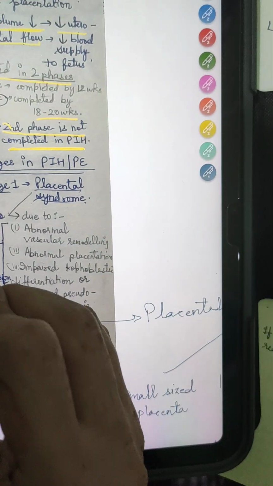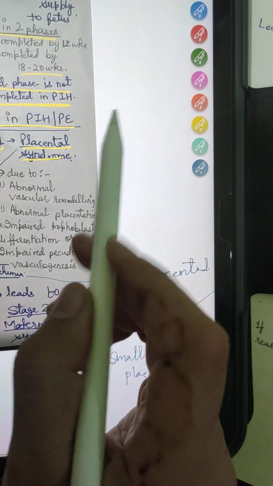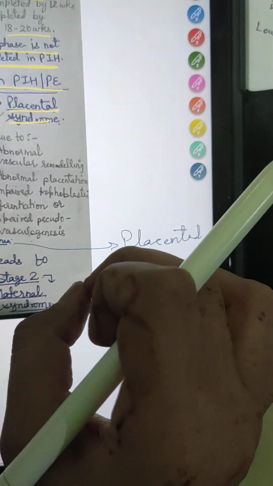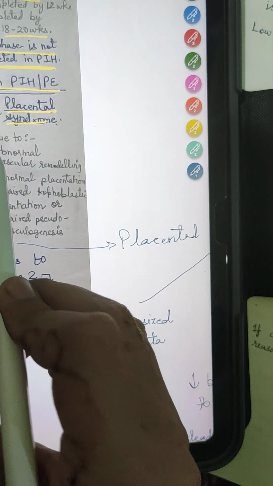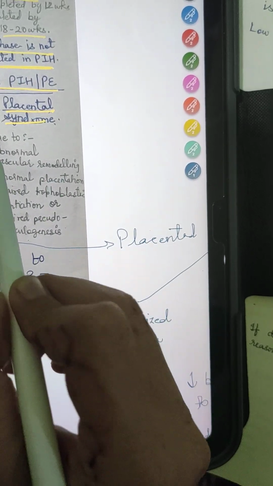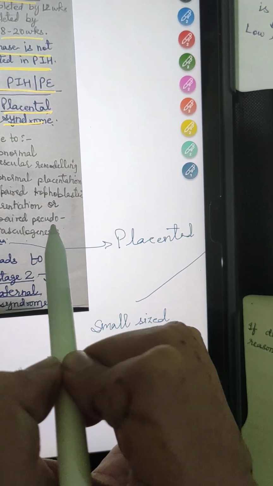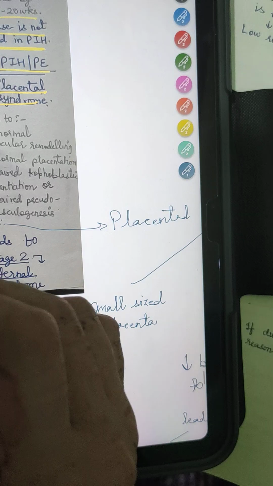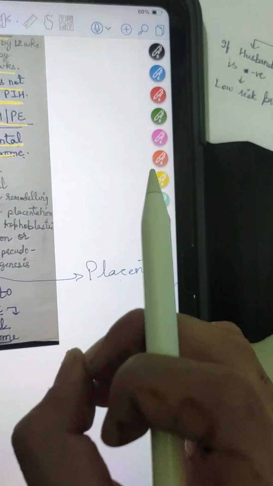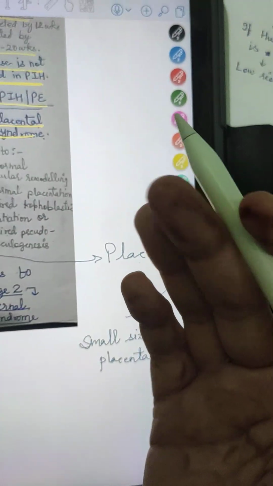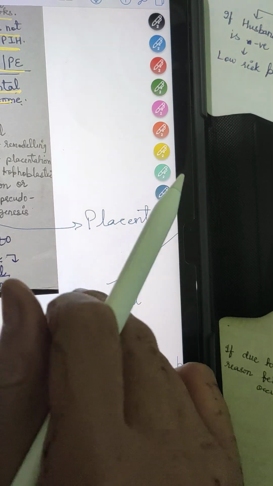So what are the stages in PIH or preeclampsia? There is stage 1, that is placental syndrome. There are changes in the placenta. Why does it happen? It occurs due to abnormal vascular remodeling, abnormal placentation, impaired trophoblastic differentiation or impaired pseudovasculogenesis. All these 3 factors lead to placental hypoperfusion. Means there is decreased blood supply to the placenta and decreased blood flow to the fetus, and placental hypoxia or placental ischemia.